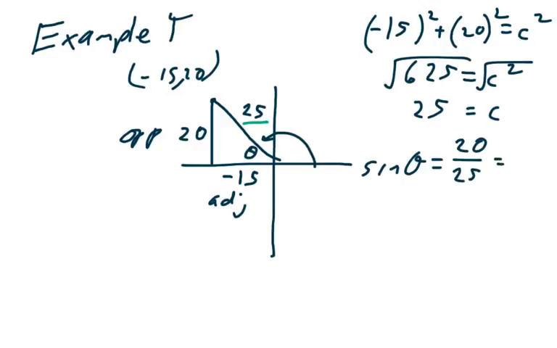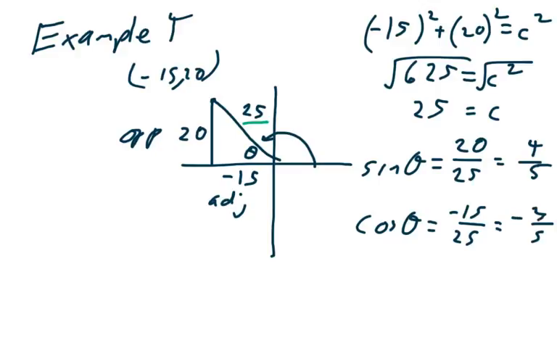which is 25, which turns out to be 4/5. The cosine of theta turns out to be negative 15 over 25, which turns out to be negative 3/5. And the tangent of theta is equal to 20 over negative 15, which equals negative 4/3.